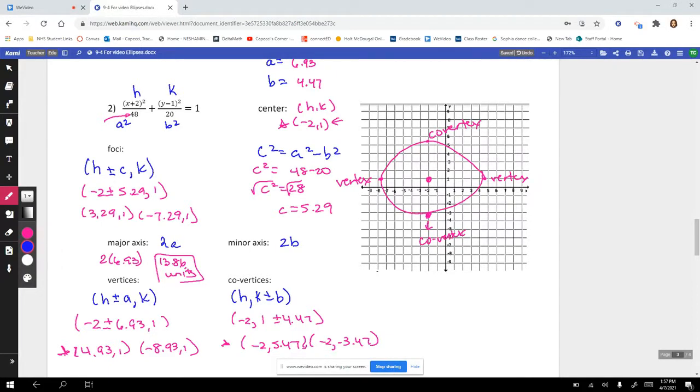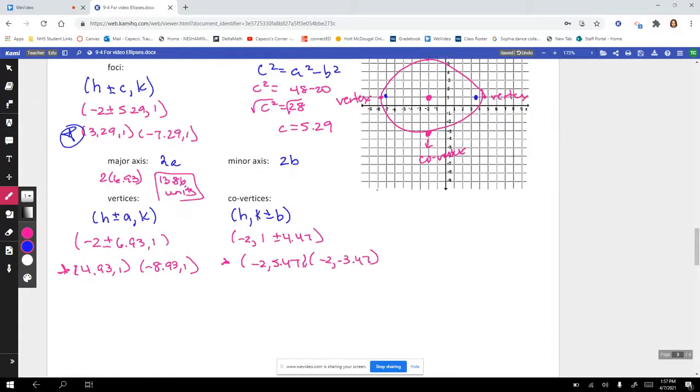Now let's go back. Here's our foci. So we have 3.291, so it's going to be right about here. And same thing on the other end, -7.29 somewhere over there, and 1 right there. All right, let's take a look at one more.